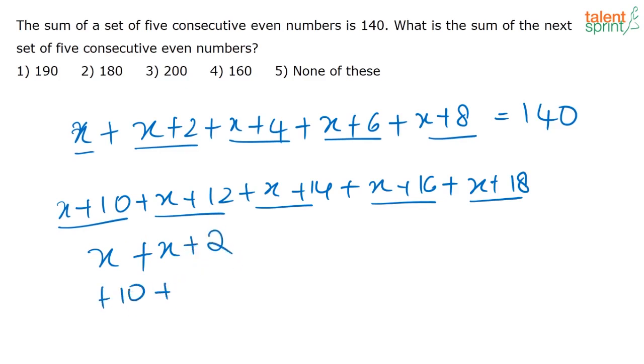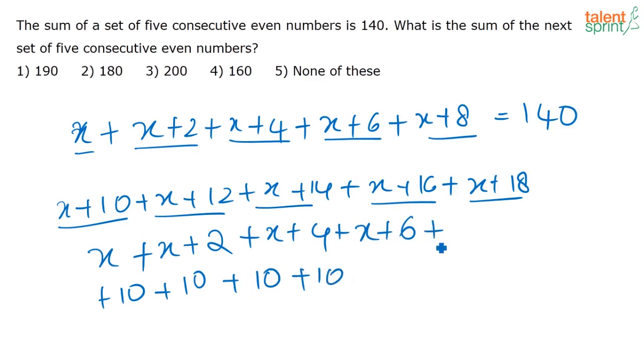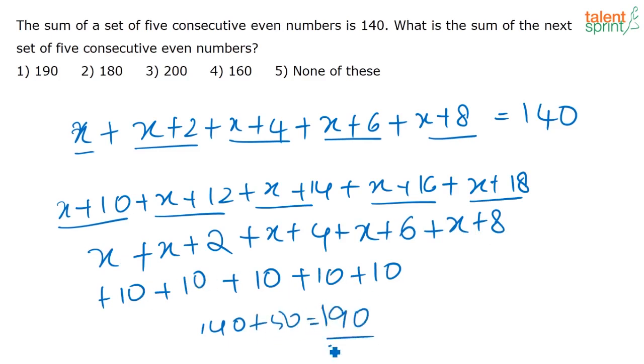x plus 12 is nothing but x plus 2 plus 10, correct? Similarly, x plus 14 is x plus 4 plus 10. Now x plus 16 is going to be x plus 6 plus 10, and x plus 18 is going to be x plus 8 plus 10. Now why am I splitting it and writing it like this? Because we already know the value of this, correct? We know this is equal to 140. So 140 plus, how many 10s are we adding? 1, 2, 3, 4, 5. 140 plus 50, that is equal to 190.